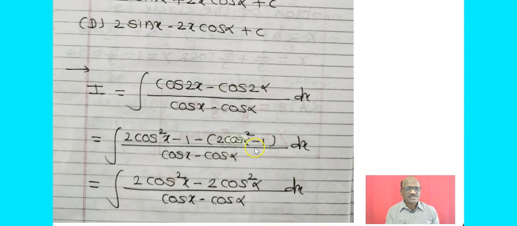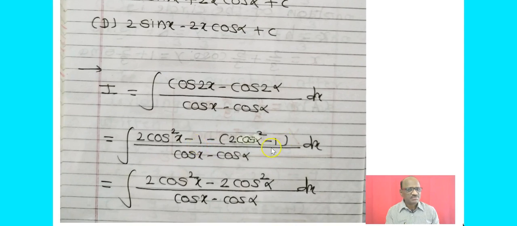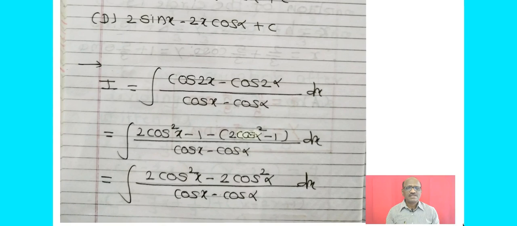Now evaluate this. Here is a minus 1 and it becomes plus 1, so plus 1 and minus 1 get cancelled. Now here we have 2 cos square x minus 2 cos square alpha. Take 2 as common, then you will get cos square x minus cos square alpha. That is (cos x minus cos alpha) in the first bracket and (cos x plus cos alpha) in the second bracket.